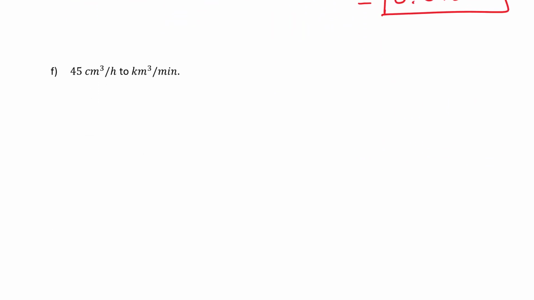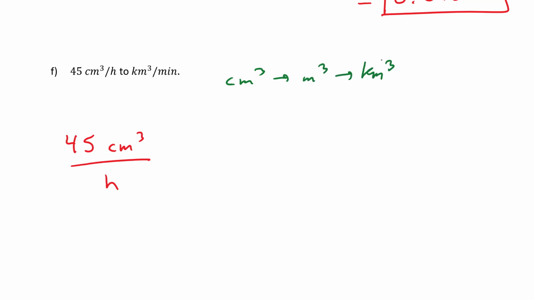Our last problem. This is combining rate. It's combining non-SI units. It's combining exponential values. It's a little bit of everything. So what's our game plan? We'll go from centimeters cubed to meters cubed to kilometers cubed, and then we'll go from hours to minutes.